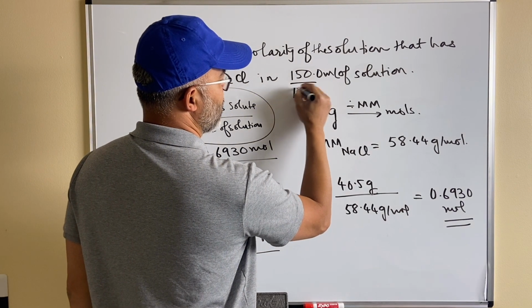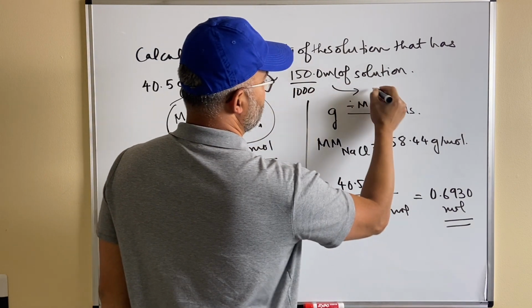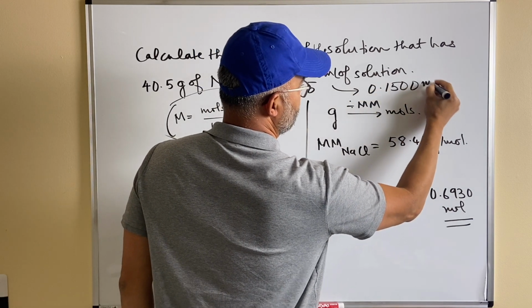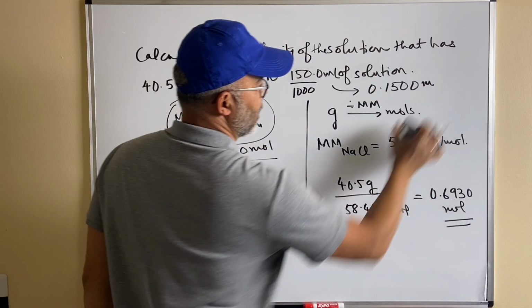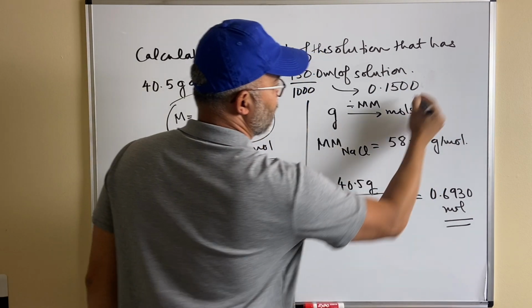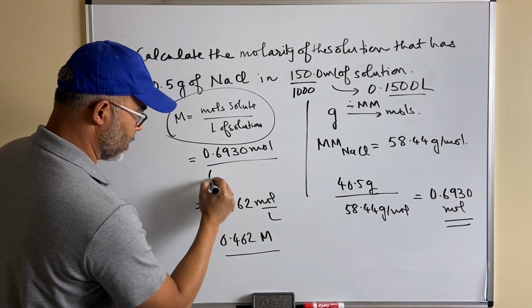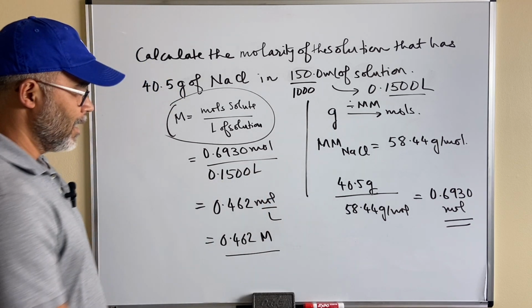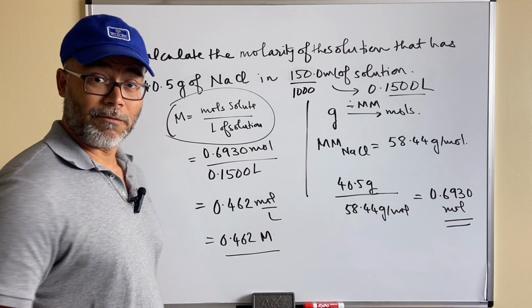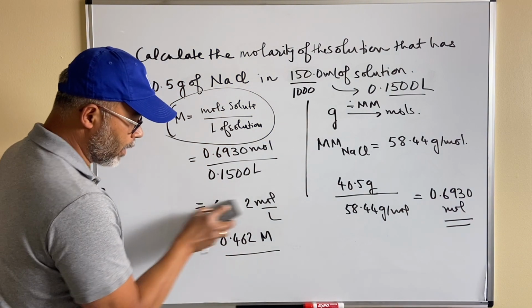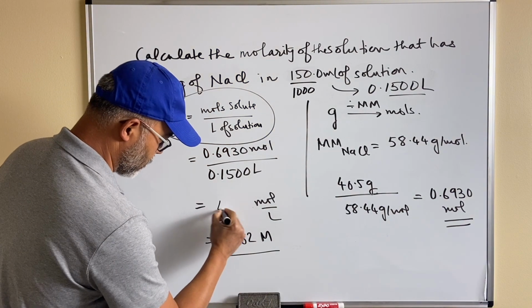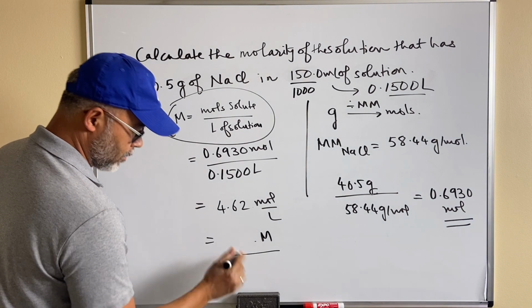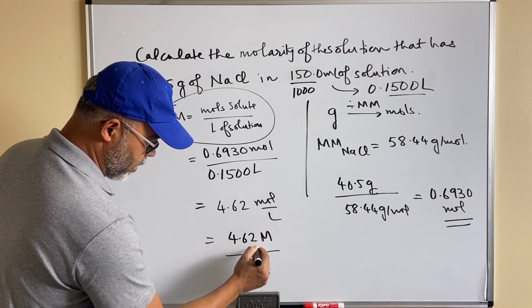So if you divide that by 1,000, you will get 0.1500 liters, capital L. Put that down here, 0.1500 liters. And then divide those two, which will give you 4.62 moles per liter, or 4.62 M.